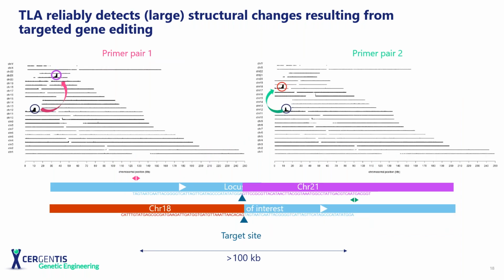A great example of this is shown here, where the locus on chromosome 12 was edited with CRISPR-Cas9. Two primer pairs are placed adjacent to the editing sites, thereby sequencing out from both sides. Looking at these genome-wide coverage profiles, you see two translocations occurred, which could be resolved completely with TLA. Resolving such structural variants with, say, a PCR approach would be impossible unless there was already prior information on the potential fusion partners.